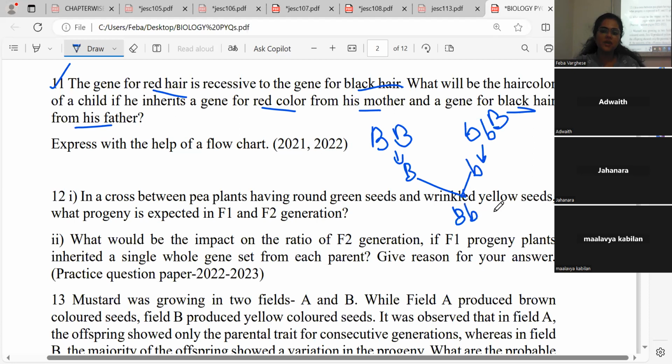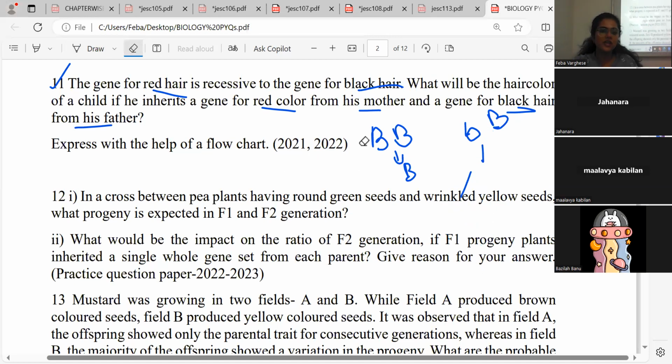This is a flow chart. You don't need to use a Punnett square over here. Okay, and this is how the individual is obtained. Now 12th question. In a cross between pea plants having round green seeds and wrinkled yellow seeds, what's the progeny expected in the F1?